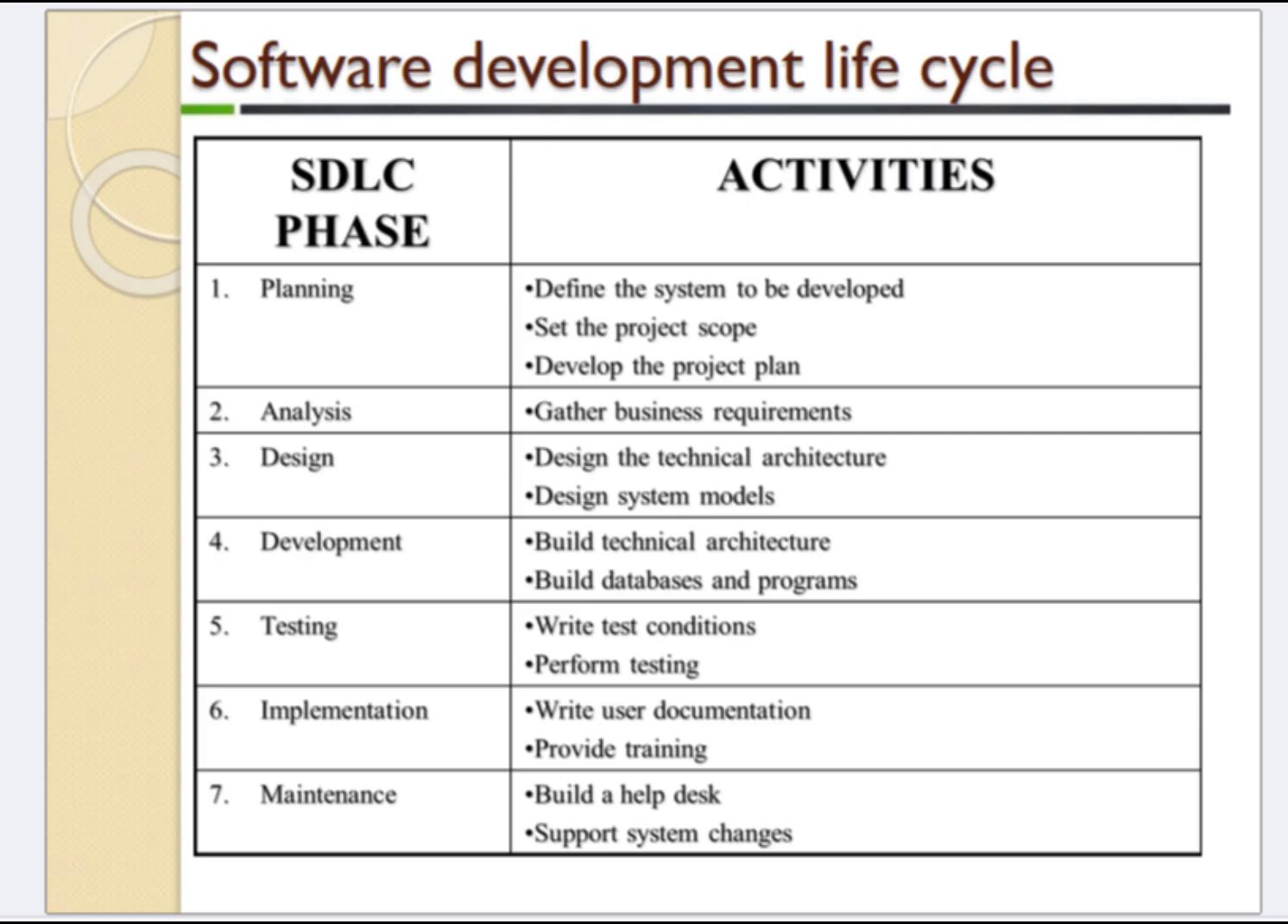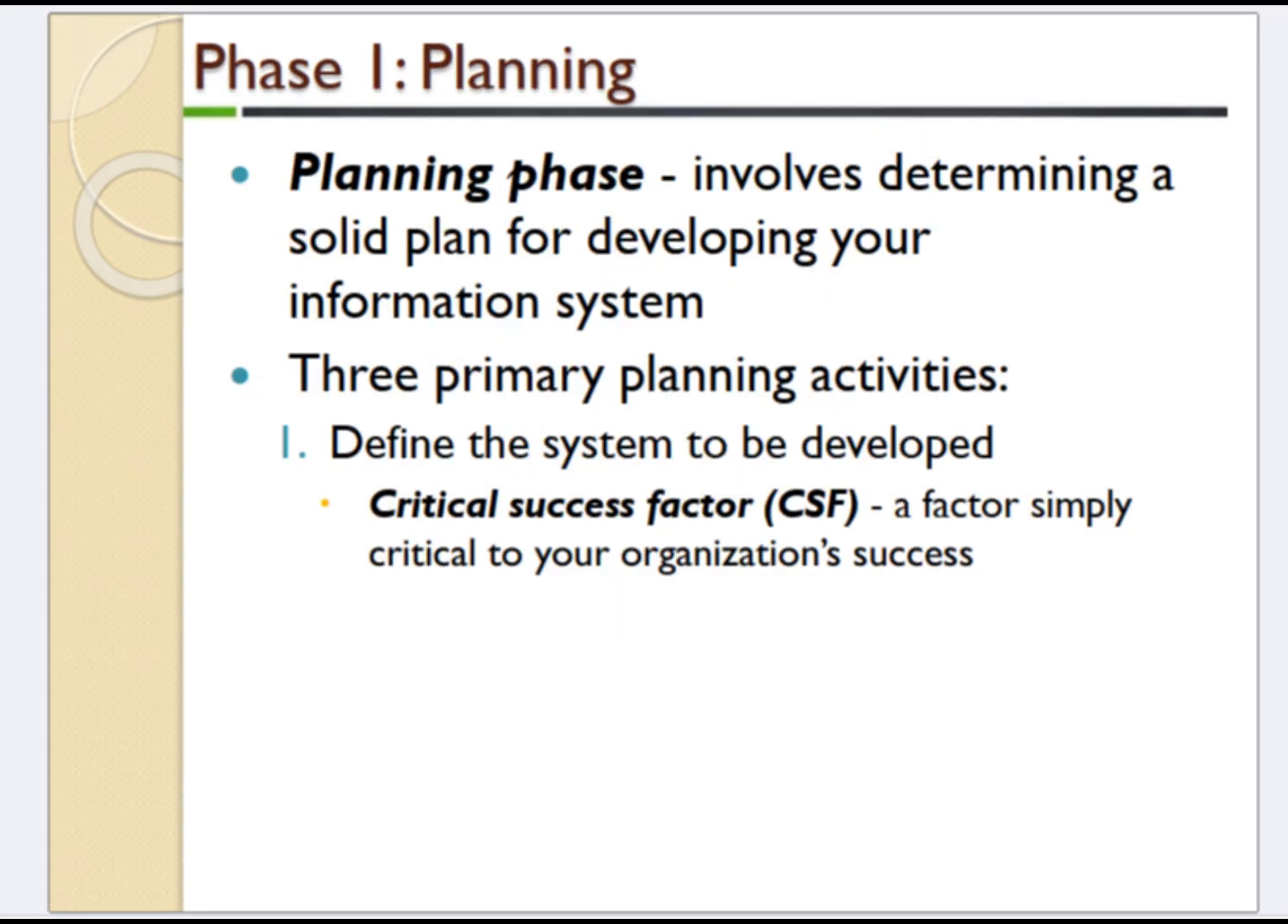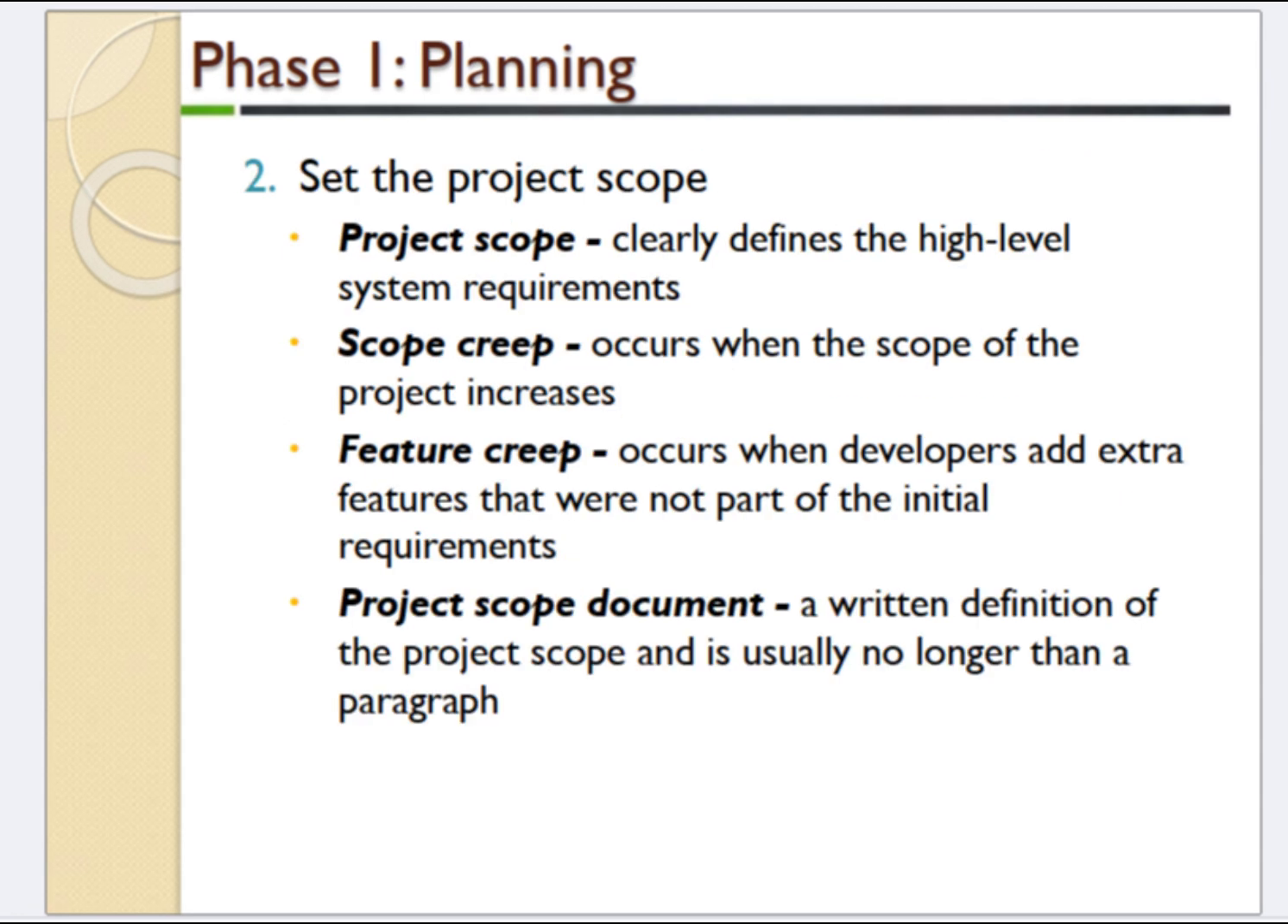Software Development Life Cycle. Phase 1. Planning. Planning phase involves determining a solid plan for developing your information system. 3 primary planning activities. 1. Define the system to be developed. Critical success factor, CSF, a factor simply critical to your organization's success.